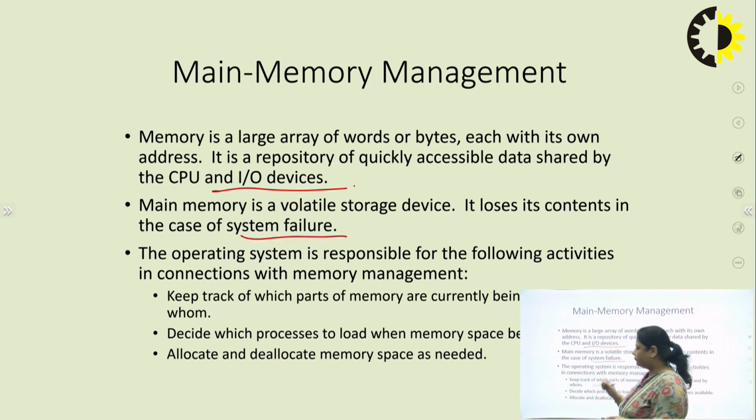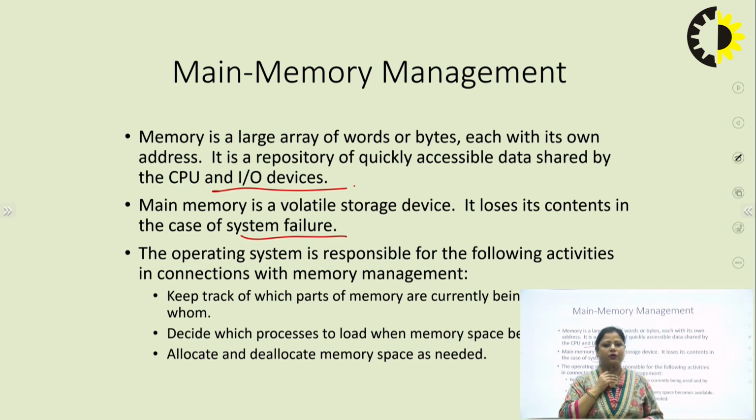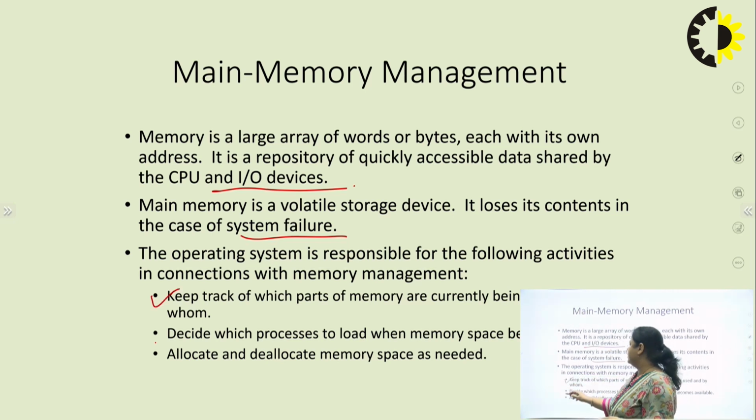So, whenever we talk about the operating system, it is responsible for such activities in connection with memory management, that is, keep track of which parts of memory are currently being used and by whom. Now, allocate and deallocate memory space as needed and decide which process to load when memory space becomes available. So, these are the main responsibilities of the main memory management system.